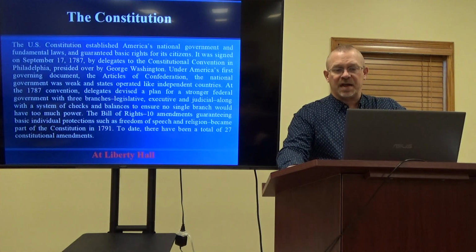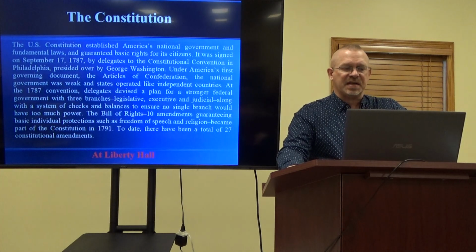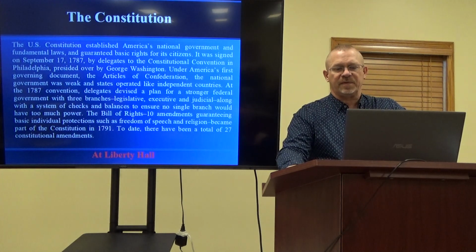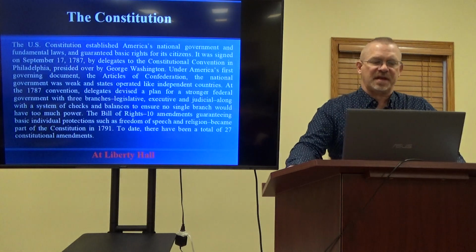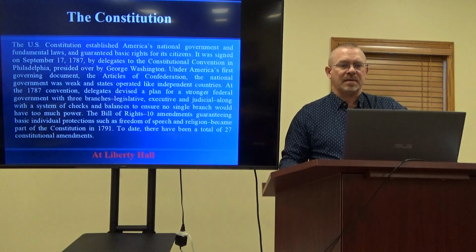The Bill of Rights, 10 amendments guaranteeing basic individual protections such as freedom of speech and religion, became part of the Constitution in 1791. To date, there have been a total of 27 constitutional amendments.